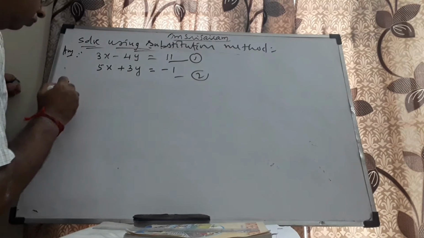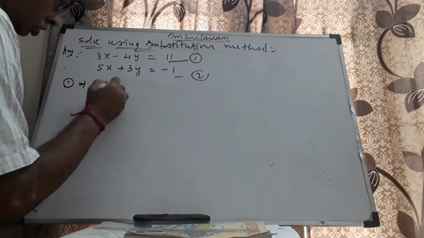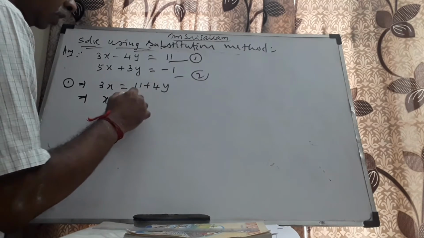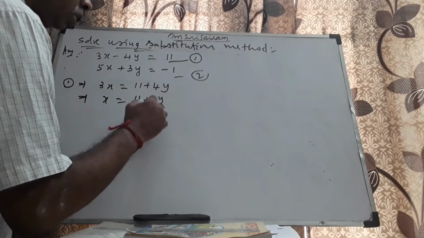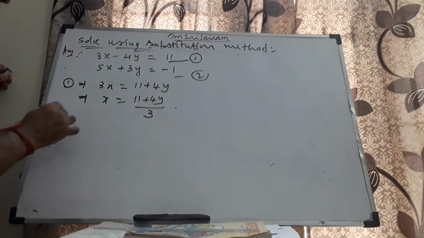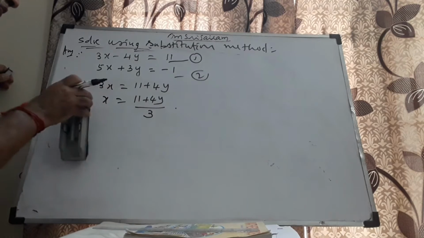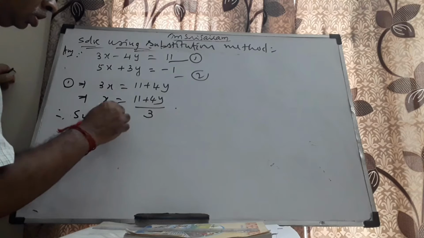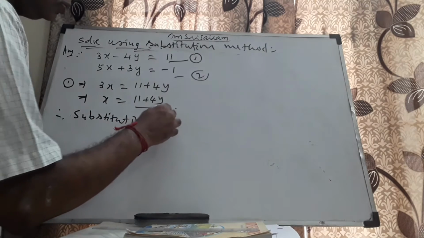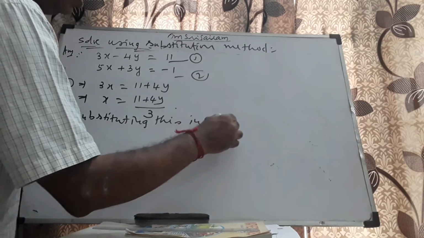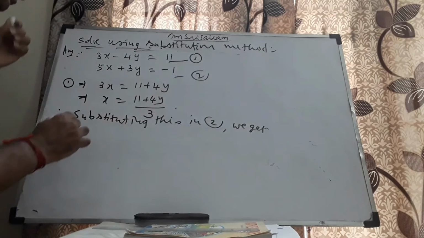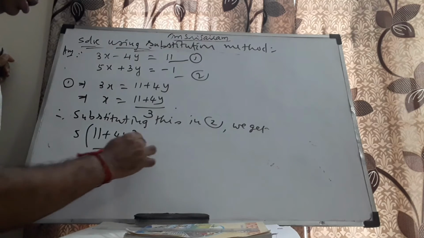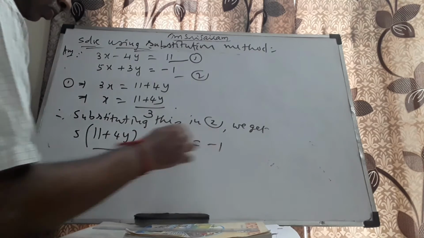Okay, now listen carefully. Equation 1 implies 3x equal to 11 plus 4y, which implies x is equal to (11 plus 4y) by 3. Therefore, substituting this in equation 2, what do I get? 5 into (11 plus 4y) whole by 3 plus 3y is equal to minus 1.